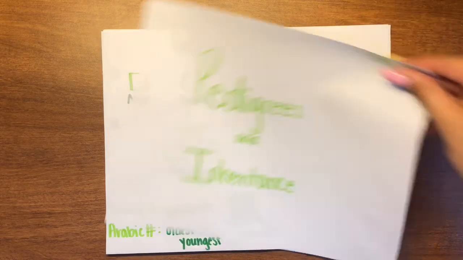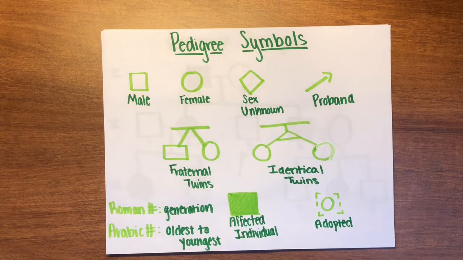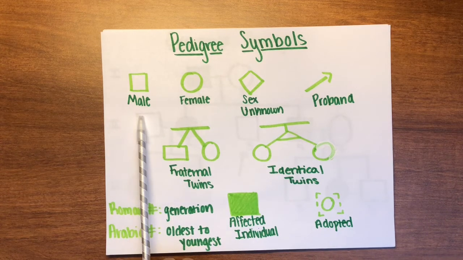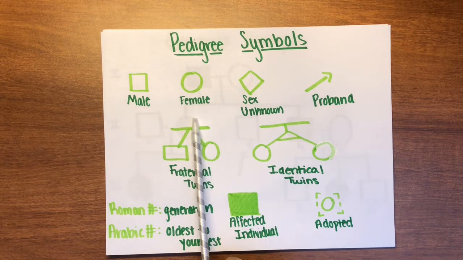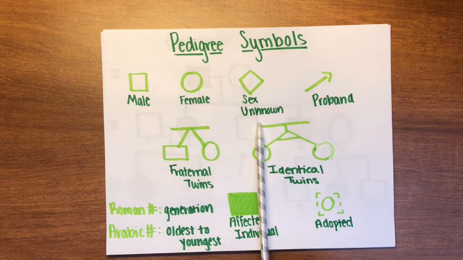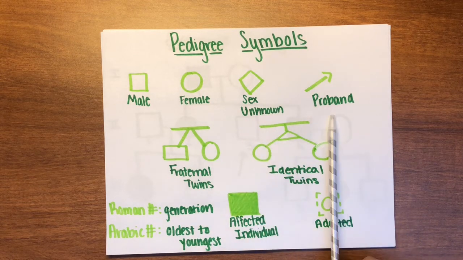In order to understand pedigrees, we must understand the symbols. A male is represented with the rectangle and a female is represented with the circle. If the sex of an individual is unknown, a diamond shape is used. The proband is the individual who is the starting point of the pedigree.